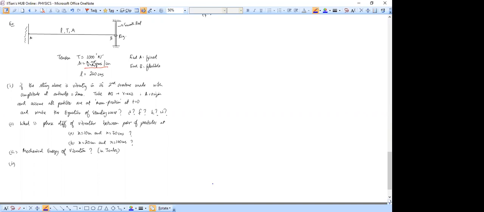All right. So let us look at the calculations. First of all, we're talking about its second overtone mode. Second overtone mode means that there will be 2.5 loops. So the string in its vibration will look like this. So your L will become 5 lambda by 4, or the wavelength will become 4L by 5.